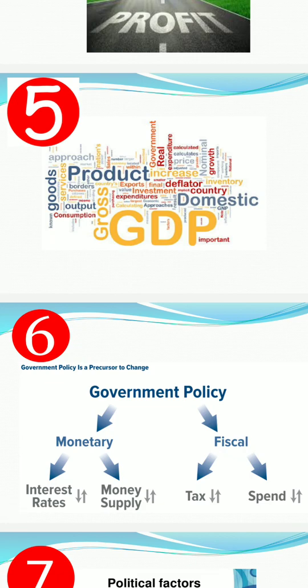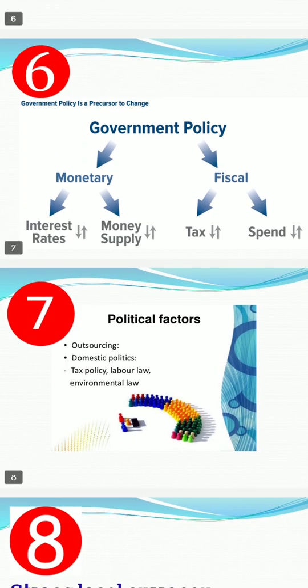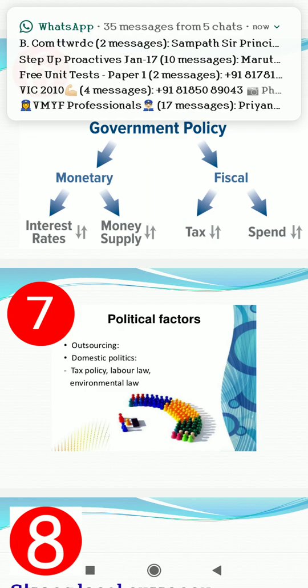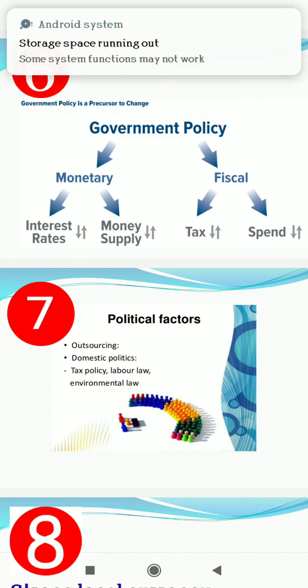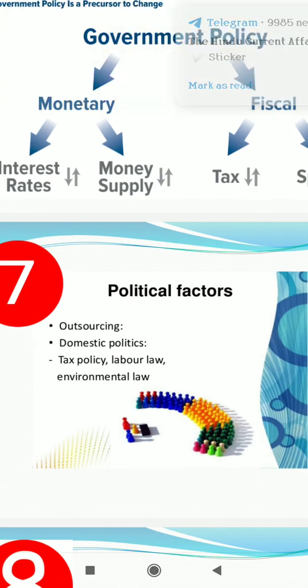Government policy influences business positions or business activities in any region. For government policies, we have monetary and fiscal. In monetary, we have interest rates and money supply. In fiscal, we have tax and spending. Political factors are the factors which determine the decision making of a particular region, such as having good innovation, or whatever it might be.